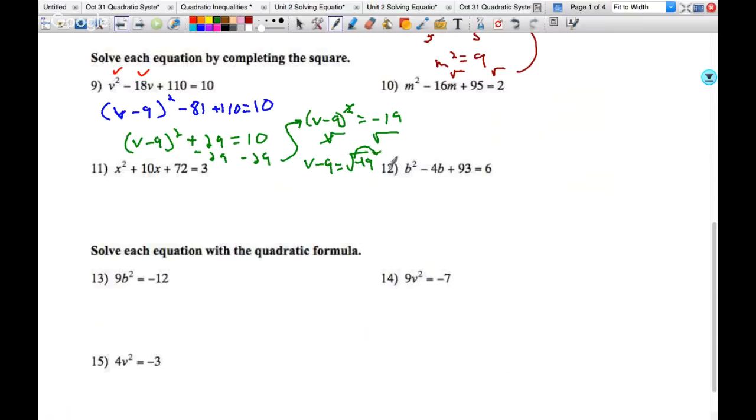That negative is going to hop out as an i, and I'm going to add 9 to both sides. Give me my final answer, V equals 9 plus or minus the square root of 19 i. Don't forget, square roots are always plus or minus. And so if I write it, that shows me where my two answers are coming from, since all quadratics should have two answers.